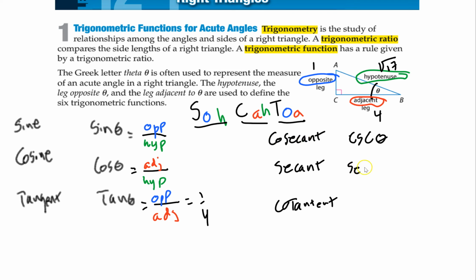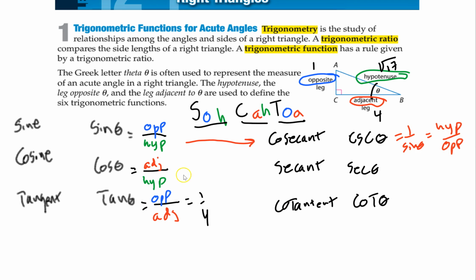Secant, SEC, and cotangent, you write as cot, COT. Now, the reason these are more important is because these are just reciprocal functions. They all connect. If you know what sine is, you're going to know what cosecant is. All we're going to do is flip it over. Cosecant is 1 over sine, or hypotenuse over opposite. I'm done with the color coordinating for now.